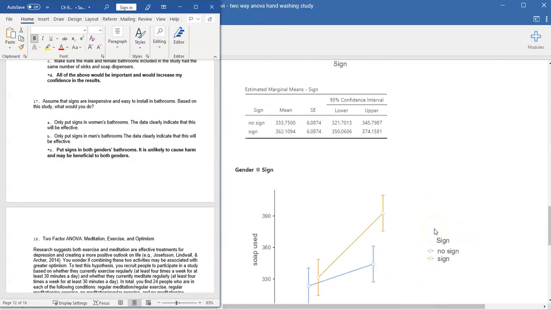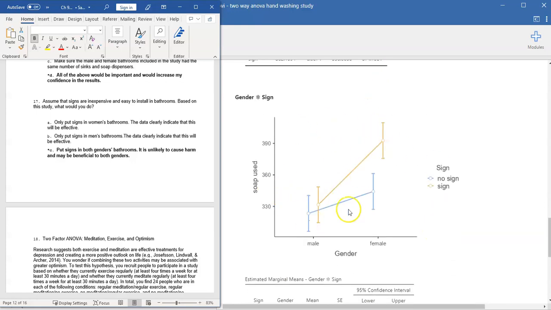So I should have pointed out these graphs too. This is the graph of the interaction. You can see that for males, when the sign was present, they did use a little bit more soap, but that difference was so small that it could very well have been due to sampling error. You had a large p-value there again. But it was higher, so it's not doing any harm to just put the sign in there for them.